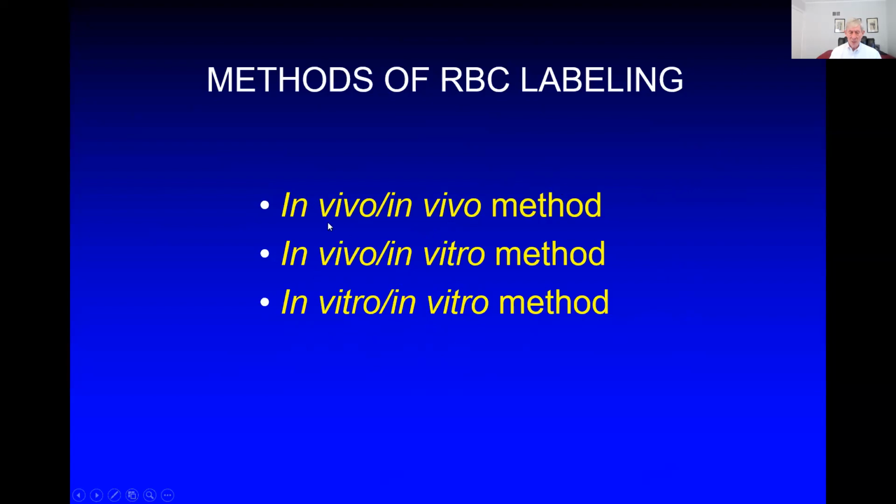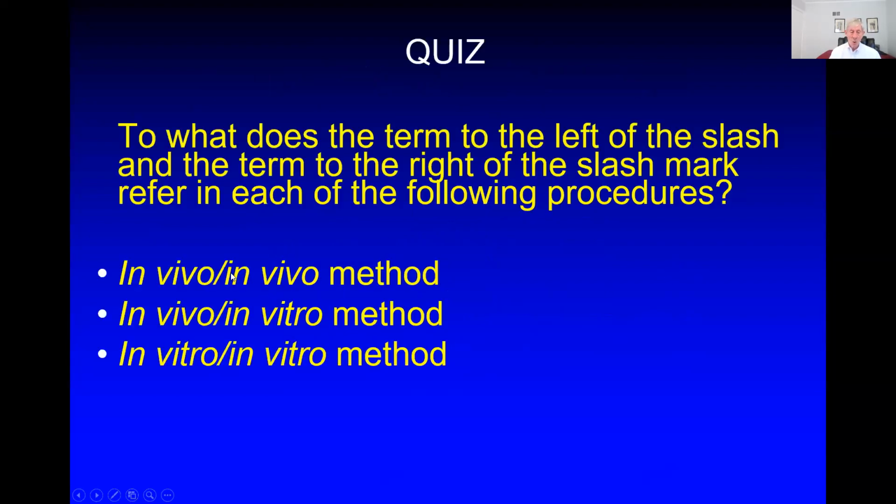So we have in vivo/in vivo, in vivo/in vitro, and in vitro/in vitro. In vitro means outside the body. Technically it means in glass, but outside the body. And this is completely in vitro. So here's your question. What do these terms refer to? What are we doing in vivo, followed by what are we doing in vivo? What does that term to the left of the slash mark mean in all 3 cases? What are we doing here, followed by what are we doing here?